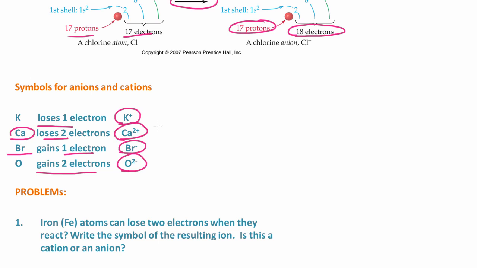Notice how we name these. When an atom loses electrons, we just keep the atom's name and add the word ion. So here we have potassium ion, calcium ion. When an electron is gained, then, for example, bromine gains an electron to become bromide. We add the -ide suffix. Oxygen gains 2 electrons to become the oxide ion.